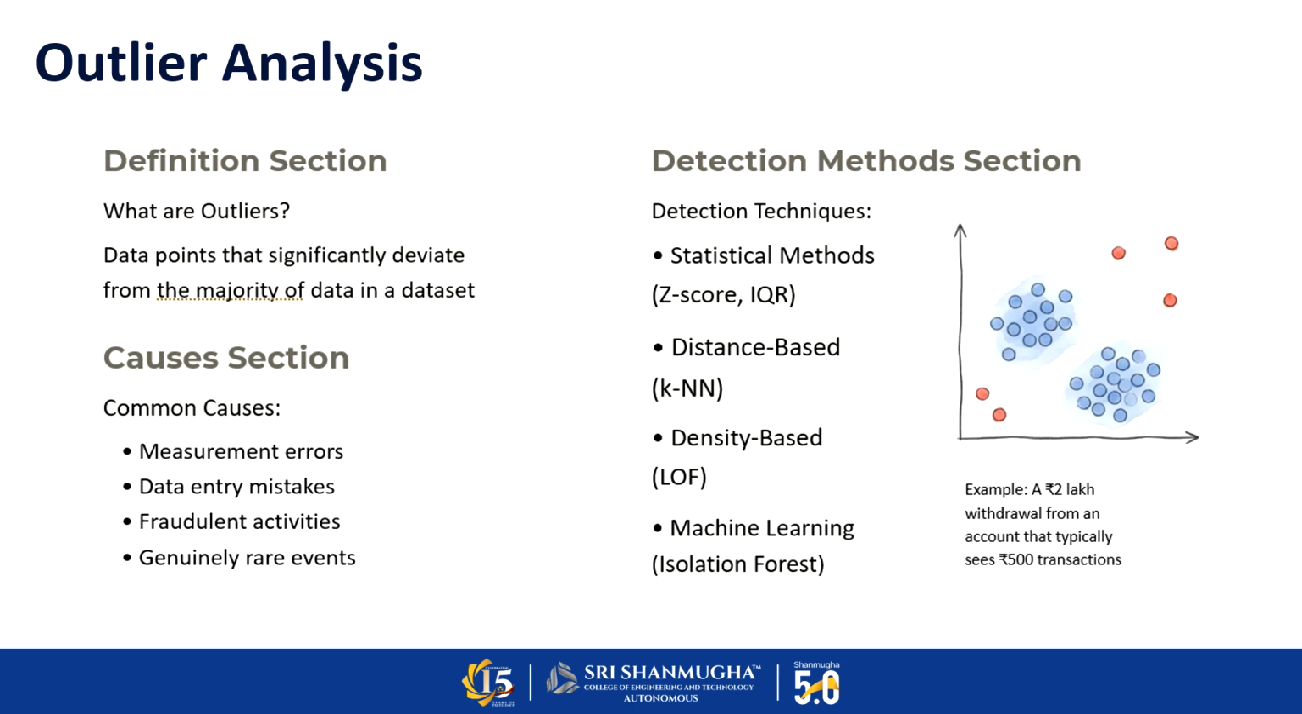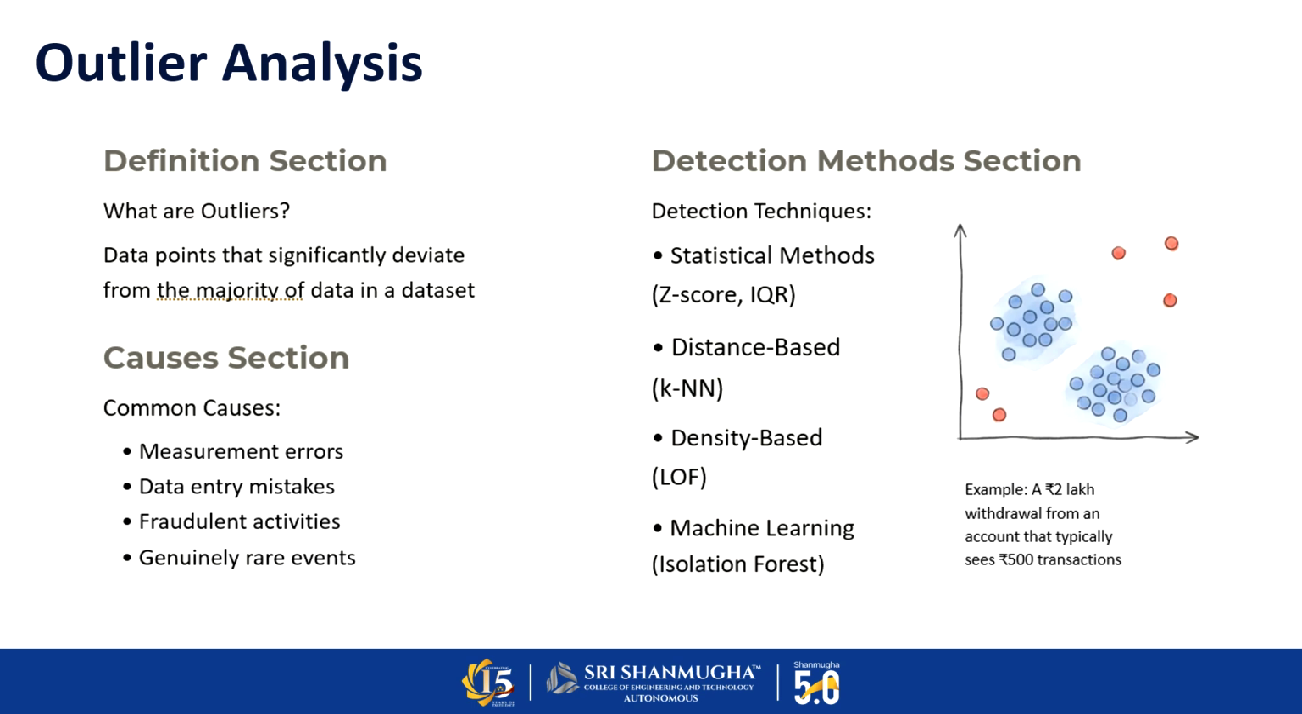Outlier analysis. What are outliers? Very different data points. And what are the methods? Statistical method, distance-based method, density-based method, and machine learning method. And what are the causes? Errors, fraud, then rare events. Outliers are also called anomalies, data points that significantly deviate from the majority of data in a data set. They are the odd ones out. They don't fit the expected pattern.